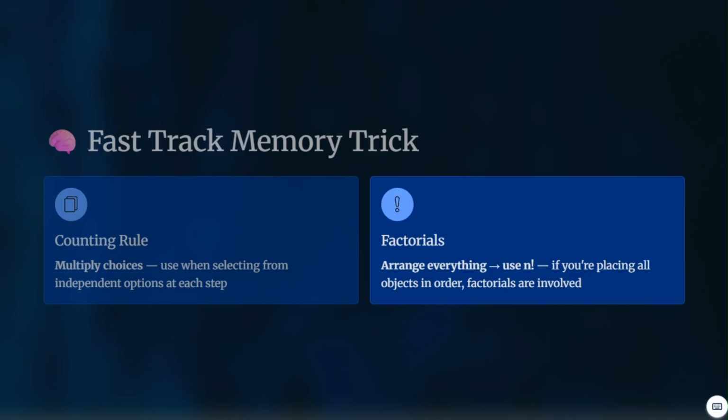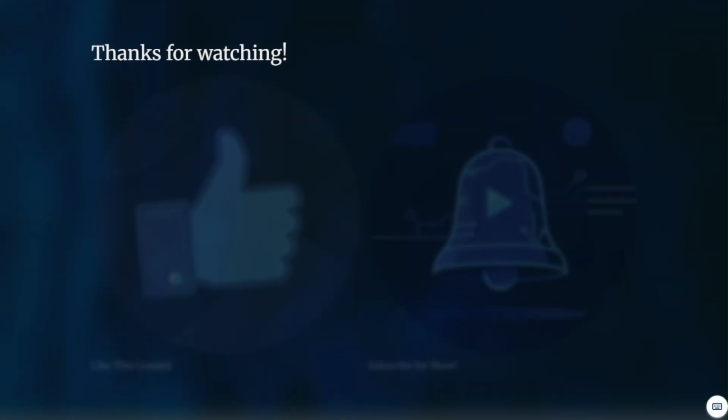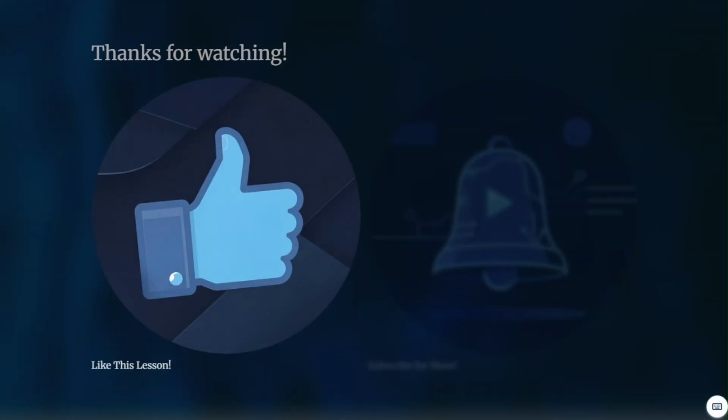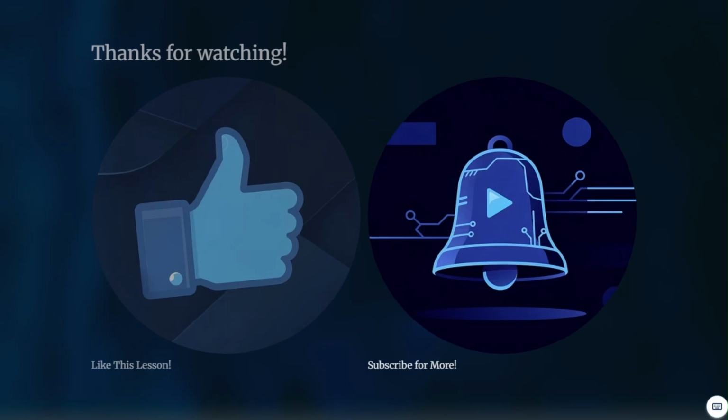But now you may ask, what if order matters? That's where permutations come in. In the next lesson, we'll build directly on the multiplication counting rule and factorials to answer questions where the sequence of choices makes a difference. Stay tuned. Permutations, combinations, and probability are all within reach now that you have these 2 foundational tools.